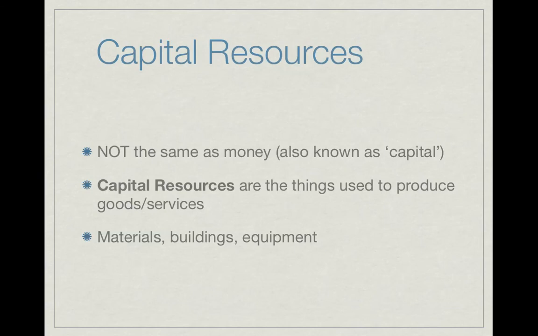Capital resources is not the same as money. Capital is sometimes a word we use to reference money, but capital resources in this case are the things used to produce the goods and services. So this would be the materials necessary to produce the goods or services, such as the tractor needing to go into the fields, the buildings for a corporation or a school, and the equipment necessary. Actually, the tractor would be an equipment example. Materials would be like having trees in order to create paper.